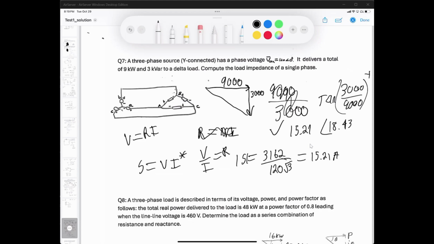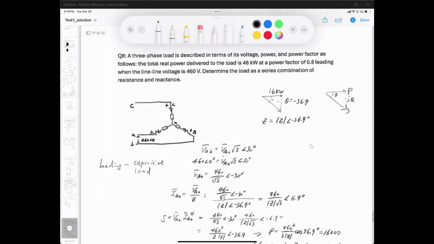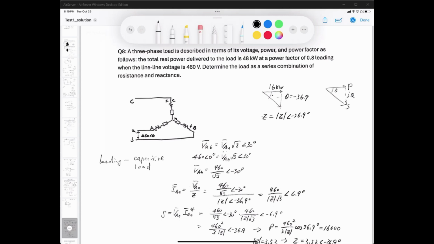Now let's go to question 8. Okay. We have a 3-phase load. The total real power delivered to the load is 48 kilowatts at a power factor of 0.8 leading when the line voltage is 460 volts. Determine the load as a series combination of resistance and reactance.